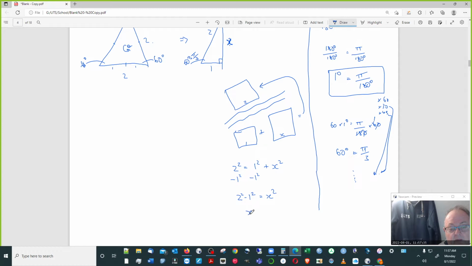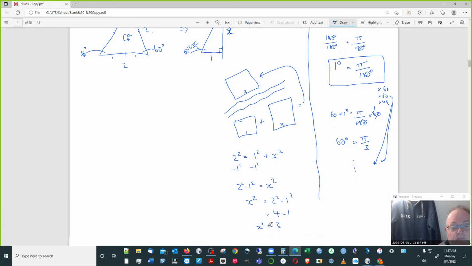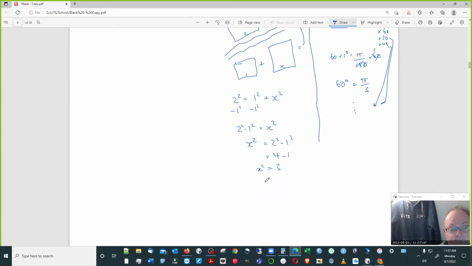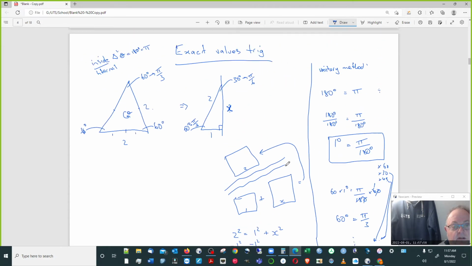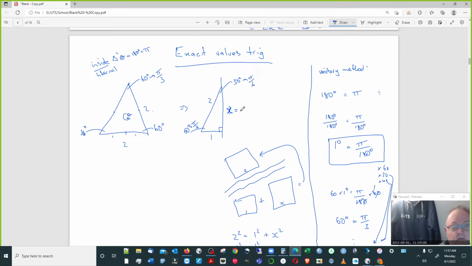We can rearrange the equation. 2 squared minus 1 squared: 2 squared is 4, minus 1 is 3. X squared is equal to 3. How do I undo the square? Square root. Now, strictly speaking, we should do plus or minus, but because it's a positive, it's the square root of 3. So this guy up here is the square root of 3.